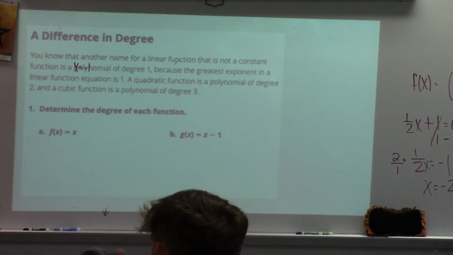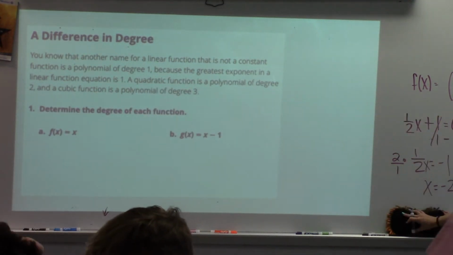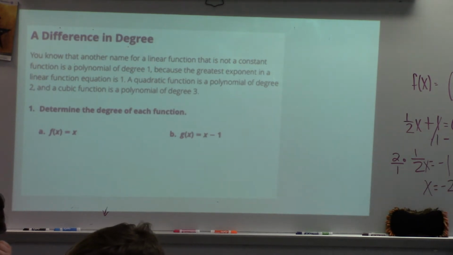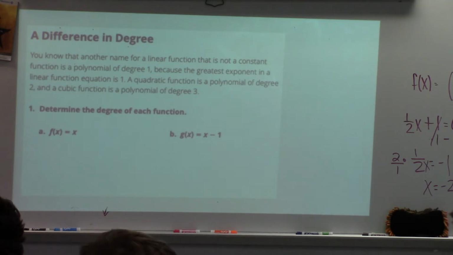Just getting started is a difference in degree. It's explaining that another name for a linear function that is not a constant function is a polynomial of degree 1, because the greatest exponent in the linear function equation is 1. Quadratics are polynomials of degree 2, and cubics are polynomials of degree 3. So our directions for number 1, A through F, say determine the degree of each function.